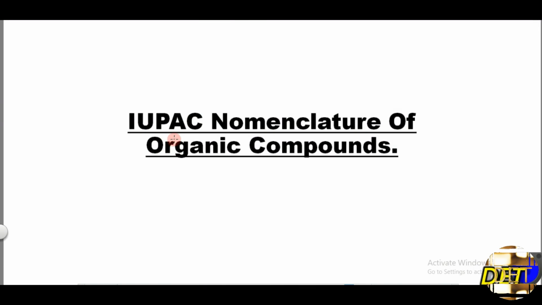In this video, we're going to look at IUPAC nomenclature of organic compounds. The word IUPAC stands for International Union of Pure and Applied Chemistry. Nomenclature means naming. It's a system of naming. So here we're looking at how this organization names organic compounds.